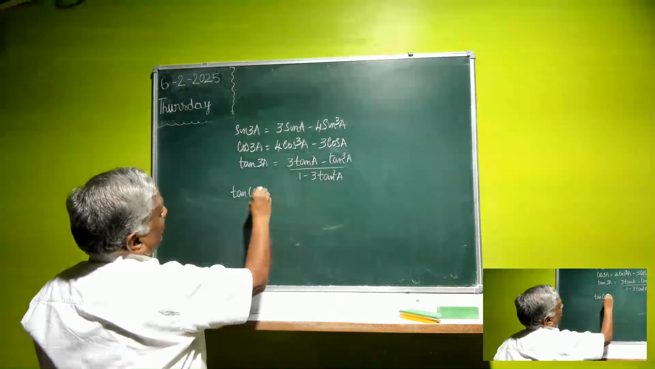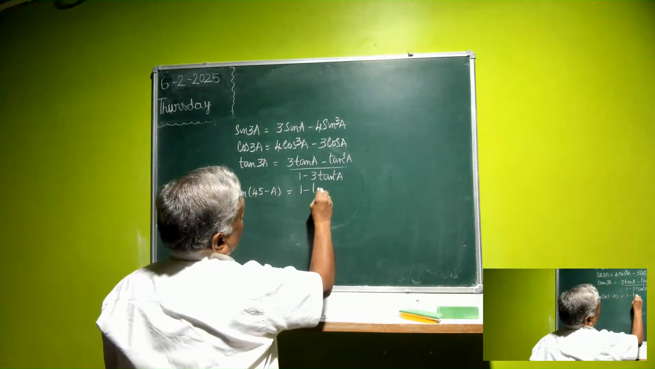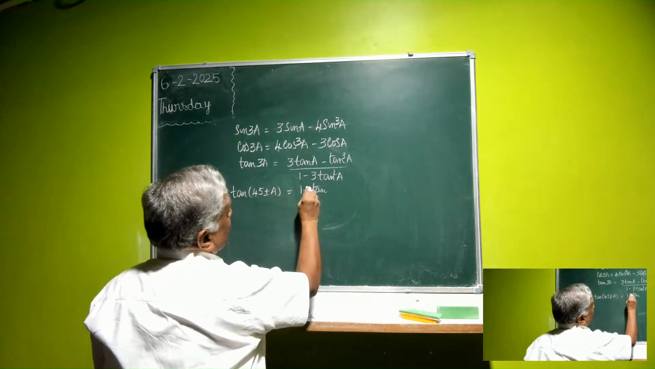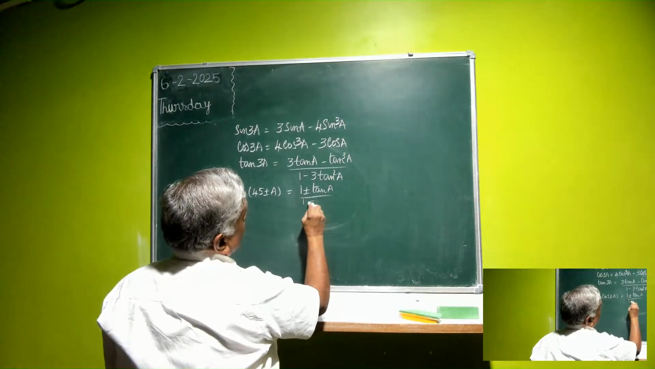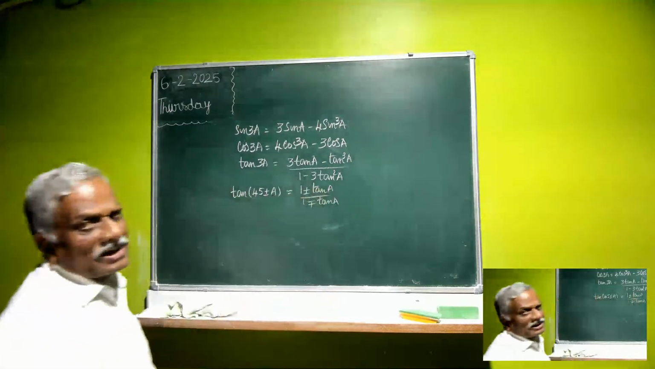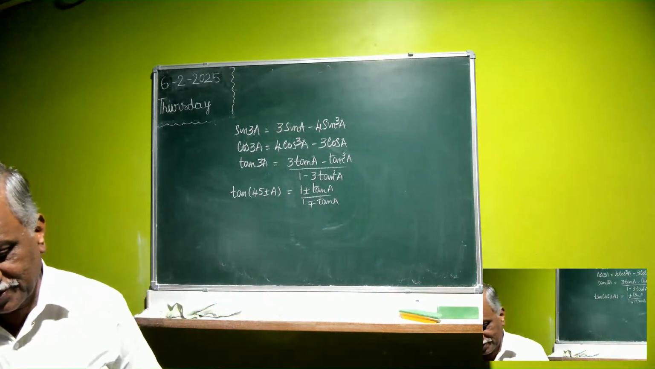Tan of 45 minus A is 1 minus tan A over 1 plus tan A, or tan of 45 plus or minus A is 1 plus or minus tan A over 1 minus or plus tan A. Well, we can write the next formulas. These are the formulas which are required.